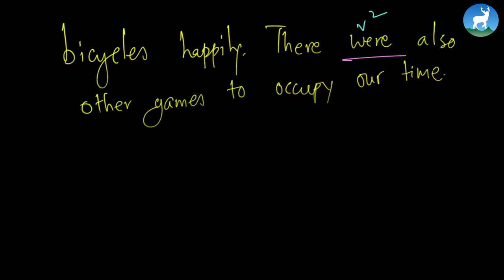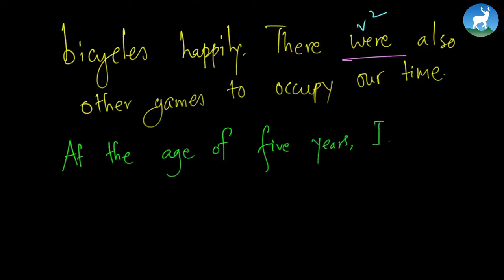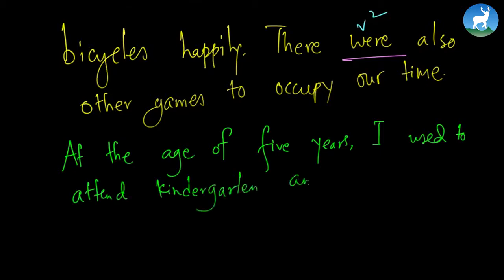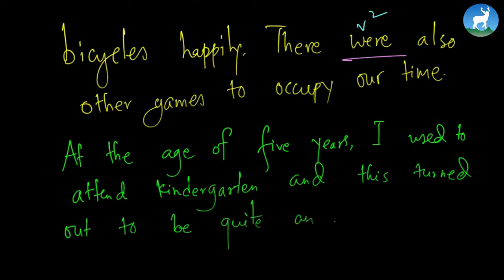Alright, let me continue with this paragraph. At the age of 5 years, I used to attend kindergarten, and this turned out to be quite an ordeal for me. So this is another topic sentence, the first sentence of the third paragraph. In this sentence, the used to structure is used.